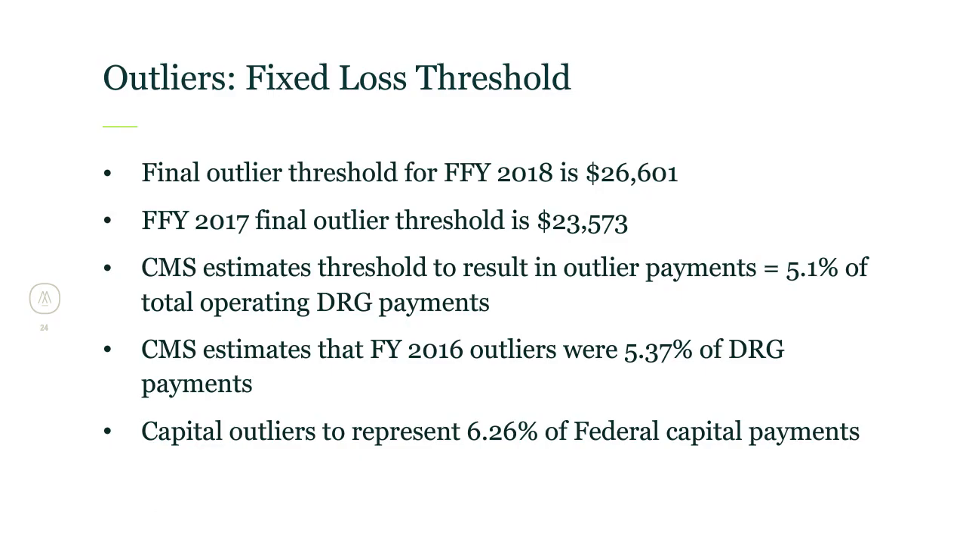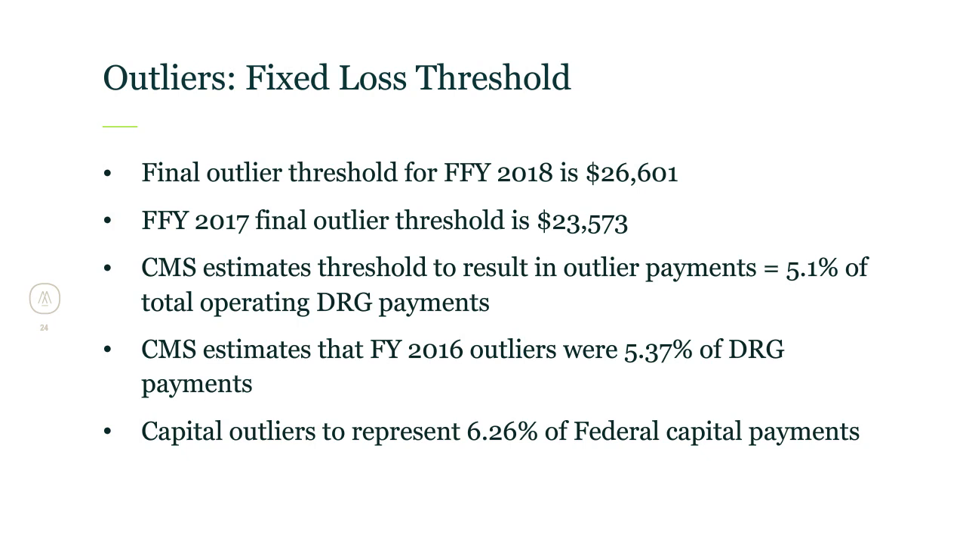So for those high-cost cases we mentioned before, the final outlier threshold for this coming year will be $26,601 compared to $23,573 from last year's rule. So for those cases where you have conditions that are beyond your control, we need to get over that $26,601 cost hurdle in order to have the outlier case triggered.